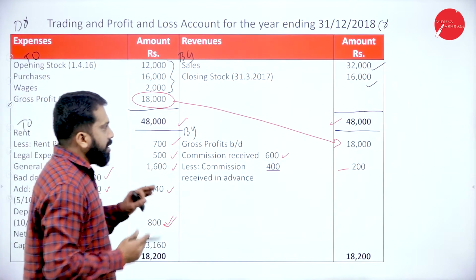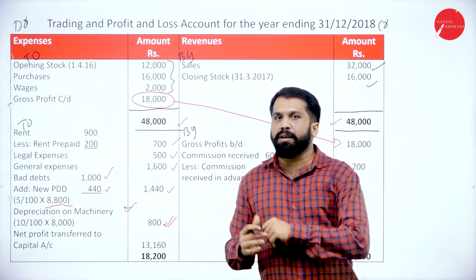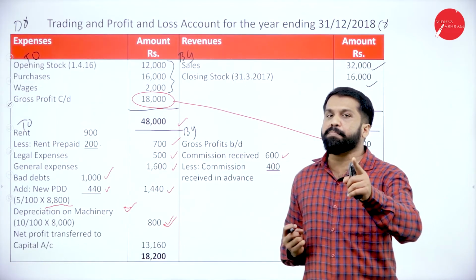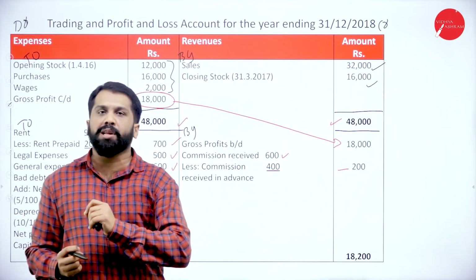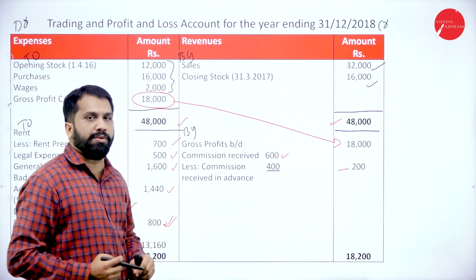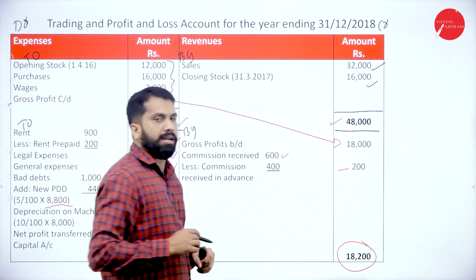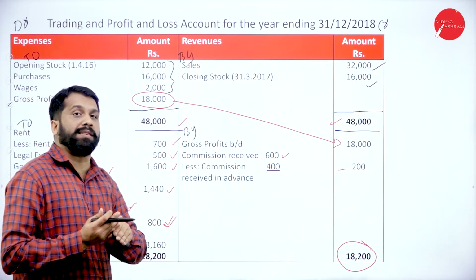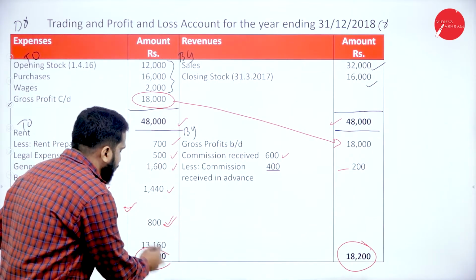Now we will total. Is your debit side more or credit side more? Remember, if the credit side is more, you are in profit. If the debit side is more, you are in loss. Now, your credit side 18,000 plus 200 will come to 18,200. Now, the higher value should be written on both sides. Now, the same value right here also.